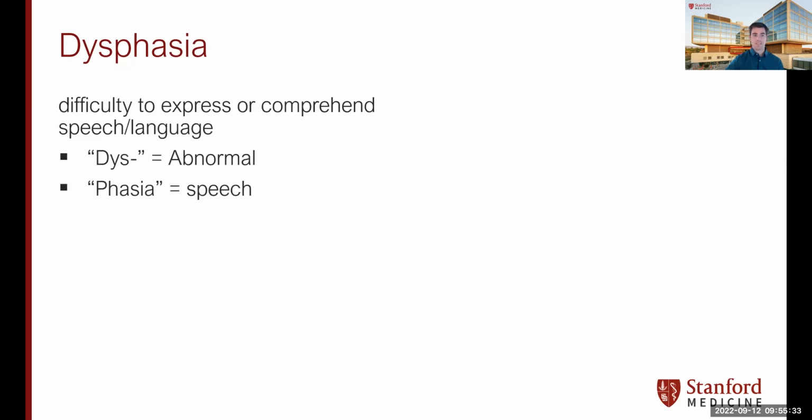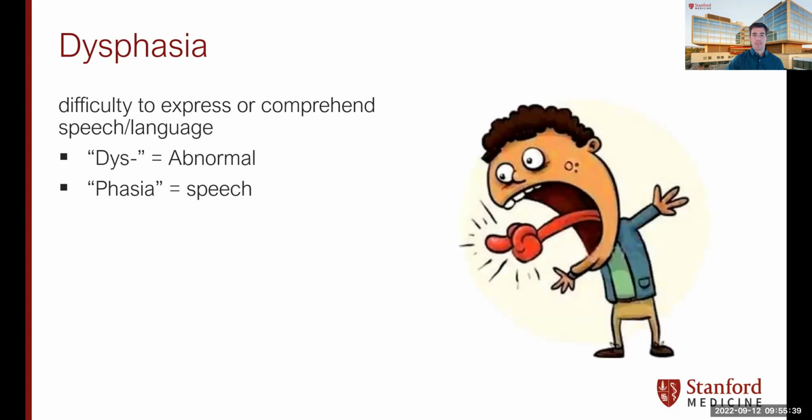Yeah, so everyone got this exactly right. So dys is abnormal, phasia is speech. Dysphagia is difficulty in expressing or comprehending speech and language. So there are a lot of different ways that people can have dysphagia.